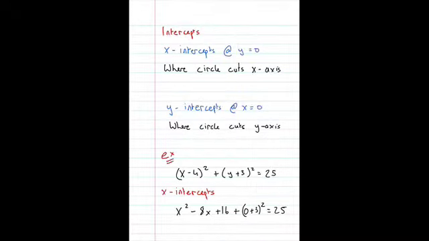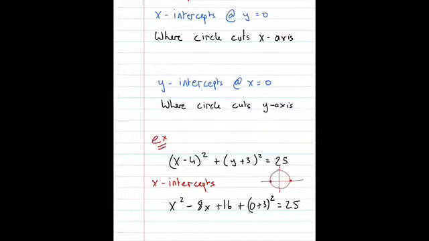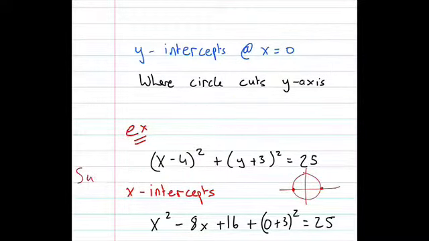Okay, how would you find the x-intercept and y-intercepts of a circle? An x-intercept is just where a circle crosses the x-axis. So if I have a little circle here, the x-intercepts will be here and here. How do I find an x-intercept? Well, all I do is sub in 0 for y, isn't it?